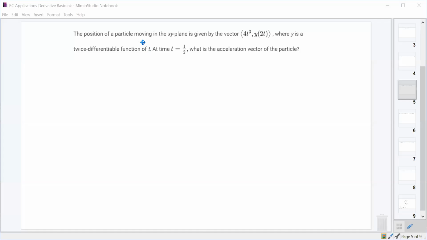We've got the position of a particle given as a vector, 4t cubed comma y of 2t, where y is a twice differentiable function. And we want to know the acceleration vector at t equals a half. So all we need to do is take a couple of derivatives, right? So what should our velocity vector be? Derivative of 4t cubed should be 12t squared. And what's the derivative of y of 2t?